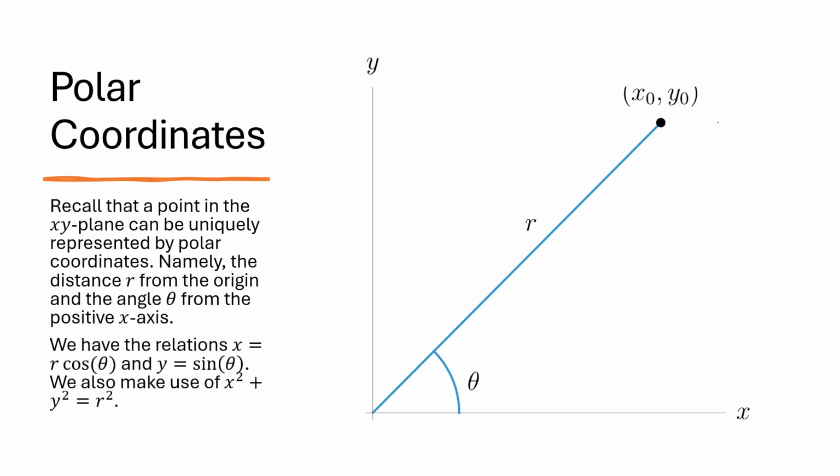Some of the useful relations we have for polar coordinates are, well, the x value. You see we could create a triangle if we drop the line from the point down to the x-axis. Then the x value would be the hypotenuse times cosine theta, so r cosine theta. And the y value would be r sine theta. There should be an r here. It should be r sine theta. And then we also make use of the Pythagorean theorem. We get the x value squared plus the y value squared is the hypotenuse squared, so r squared. Those are some useful relations that will come up when we're working with polar coordinates.